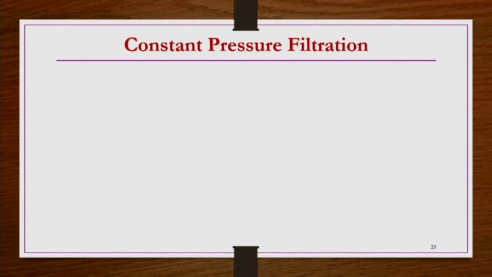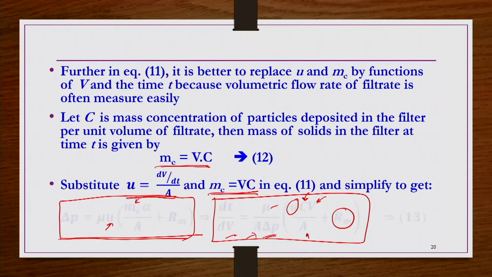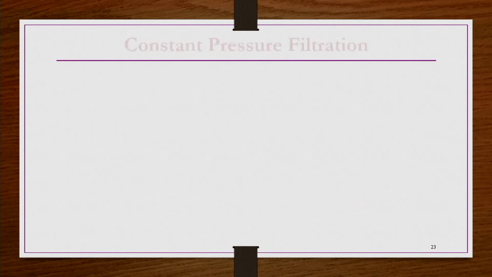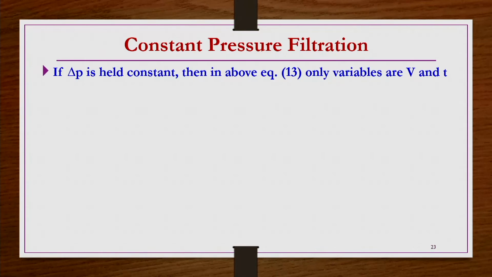Okay. So now we have this basic equation, dt by dv equals mu by a delta p times (alpha cv by a plus rm). If you use this equation for constant pressure filtration, then you have a methodology to calculate alpha and rm. If delta p is held constant, then in the above equation 13 the only variables are v and t. When t equals 0, v equals 0 and delta p equals delta pm, because when there is no cake formation, the pressure drop is only across the filter medium.